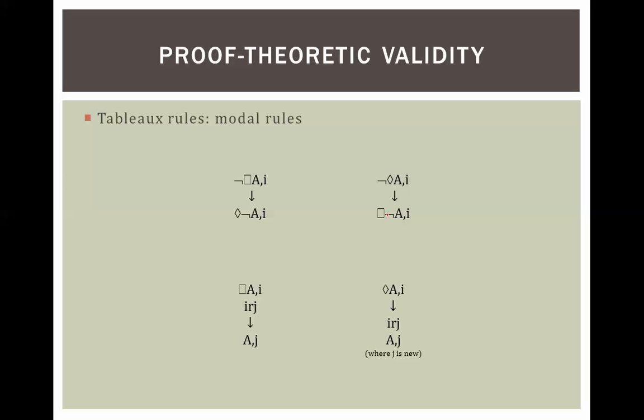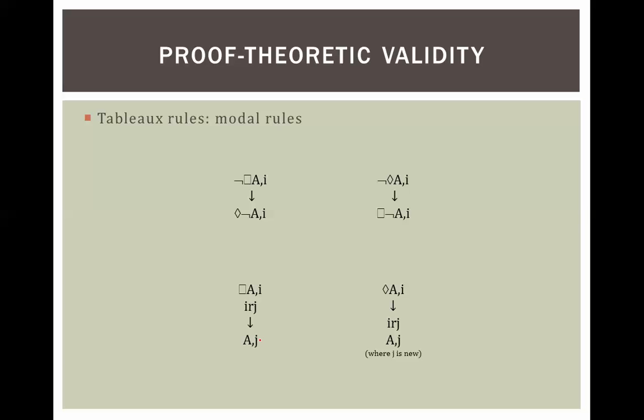Yet you get these guys out there so you can apply one of these rules to them to get rid of those boxes and diamonds. Because we're going to be worried about truth values at worlds, we're going to want to get those boxes and diamonds out of there. All right, so if you have a box A, necessarily A at world i, and if you have an iRj, then you can get an Aj.